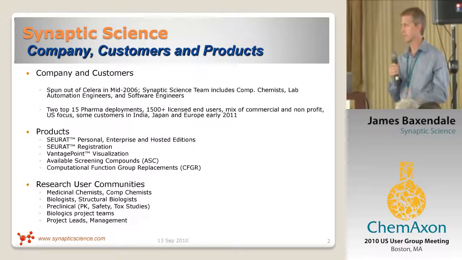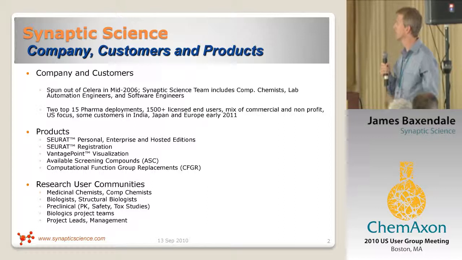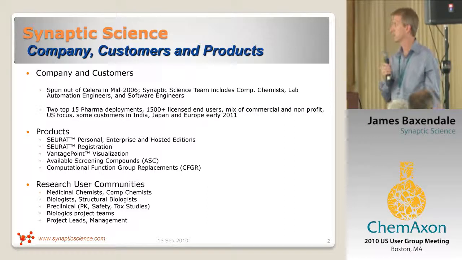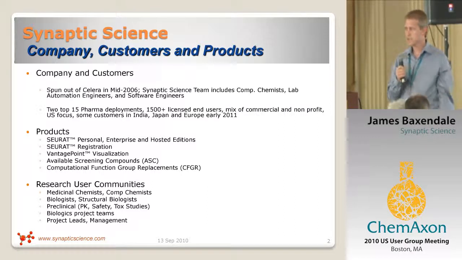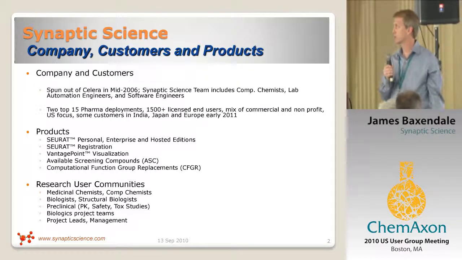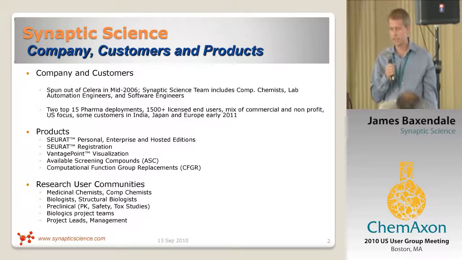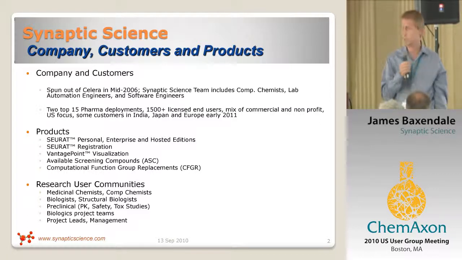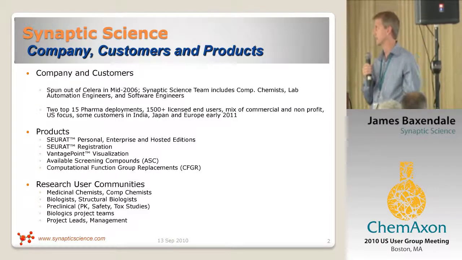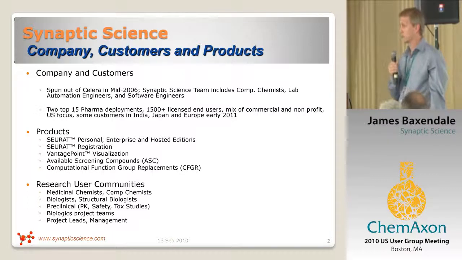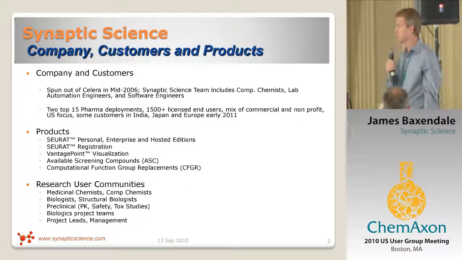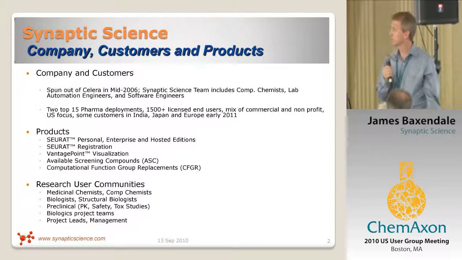We are going to talk about SEURAT primarily, but we do have other products. We started life inside a drug discovery company, Celera Genomics, and SEURAT was developed on the job and was used by 150 or so scientists there. Then in early 2006, they decided to get out of the drug discovery business and become a diagnostics company. So we formed Synaptic Science to take SEURAT out into the life sciences marketplace, and that's a bit of a description of the kind of people that work in the company.